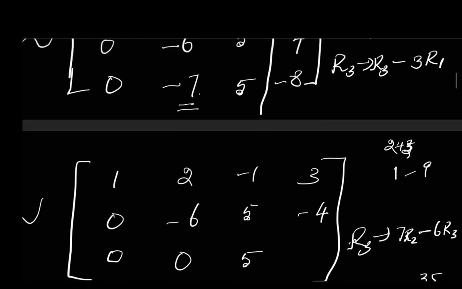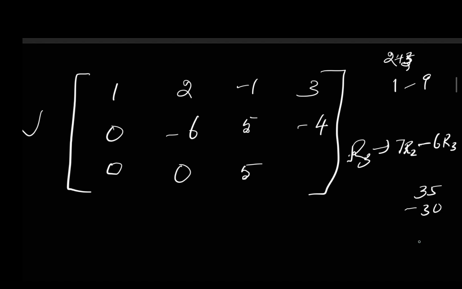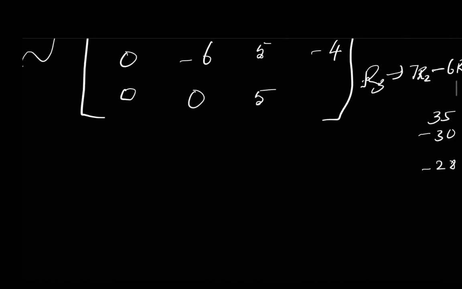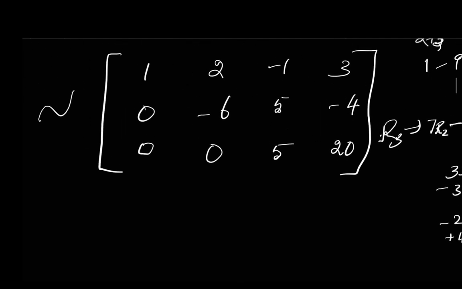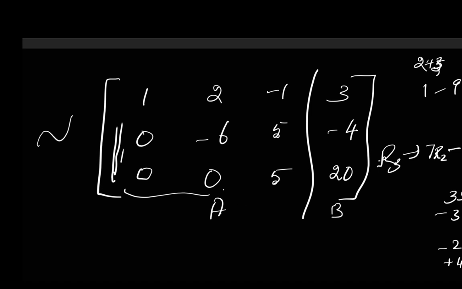Then multiply this R2. R2 is here minus 4. So minus 28. Minus 6. Minus 6 into minus 8 is plus 48. So you will get here 20. Okay. So this is the echelon form here, 1, 0, 2, zeros. So this is your A matrix and this is your B matrix.